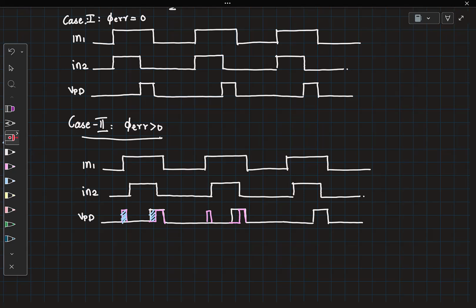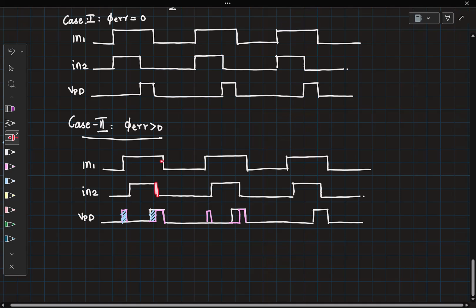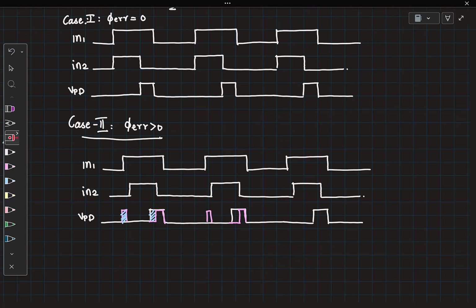And for how long will it remain constant? If my phase error, so think of this phase error increasing, at some point, this edge will move past this edge. So till that happens, the difference in the pulse width, till my phase error becomes greater than the difference in the pulse width, the average VPD is going to remain the same. After that, you will begin to see some differences here.